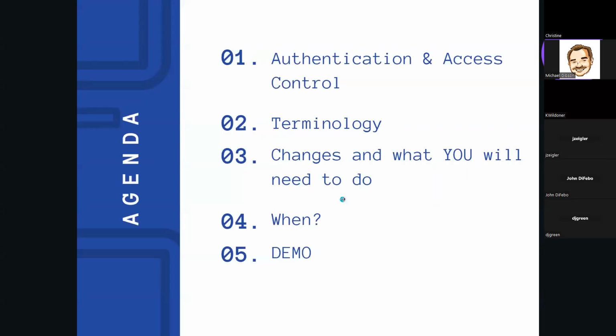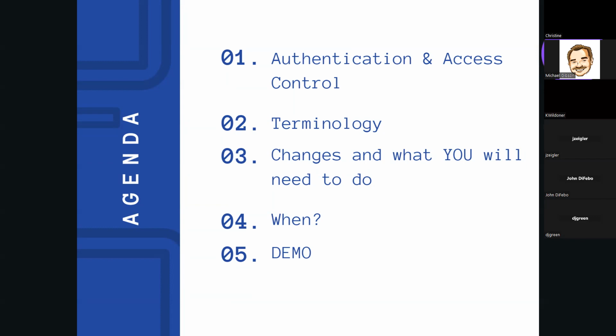So what we're going to talk about first is authentication and access control. We're going to go over some terminology that's going to be different. Then we'll talk about what you will do and the changes in what you'll need to do. And then we'll talk about when. When is it going to happen? And then I'm going to show you a demo so you can have a visual of what all this is going to look like.